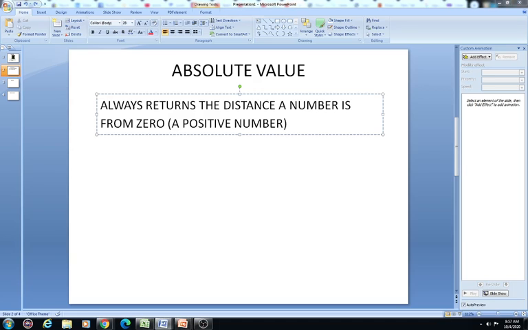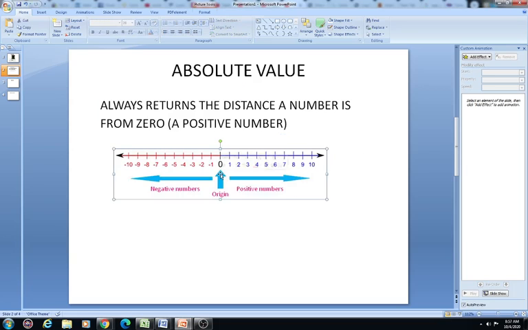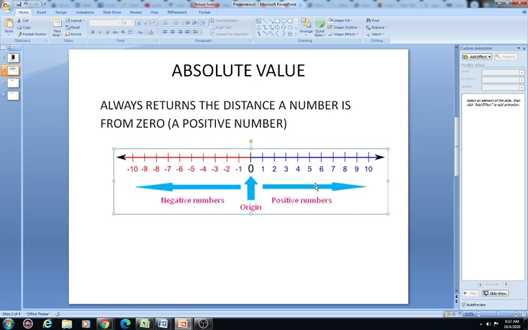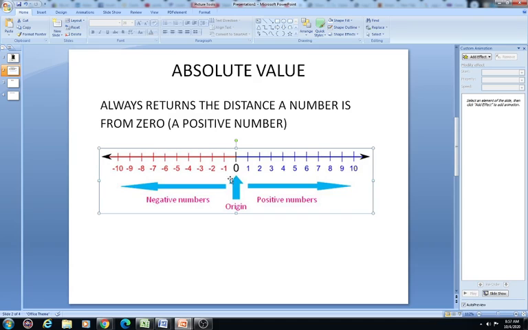If we go back to last class and we look at our number line, we can see that we have the origin, which is 0. We have negative numbers to the left of 0, positive numbers to the right of 0. The absolute value function or operation tells you how far you are from 0. It doesn't tell you which side of 0 you're on because it doesn't matter to the absolute value function. So the way we write absolute values is as follows.